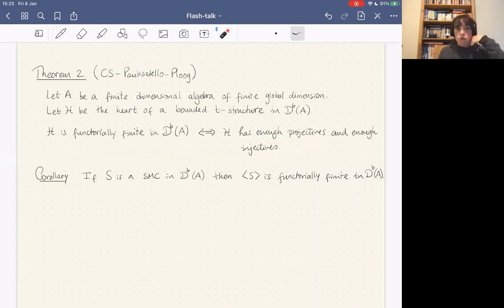And how can we use this in this case? Well, we can apply this for the case where we have a simple-minded collection in the derived category. And then from this, we can conclude that the extension closure is functorially finite. And then the idea to prove the well-definedness of the map is to use this to prove that the extension closure of S, but now in the orbit category, is functorially finite in the orbit category. And I don't have time to talk about non-crossing partitions, but yeah, I'll finish here. Thank you very much.